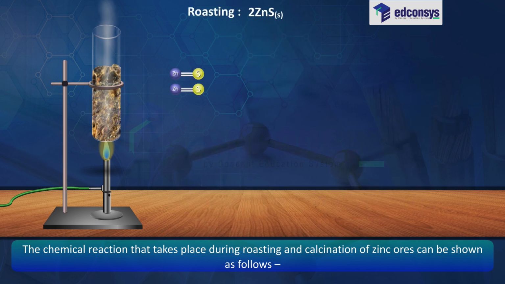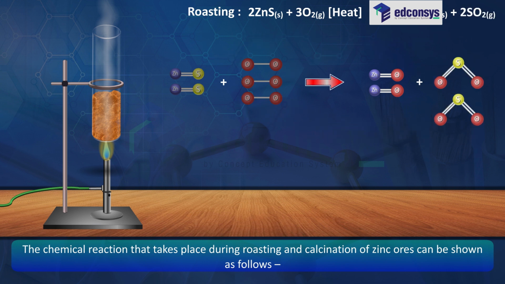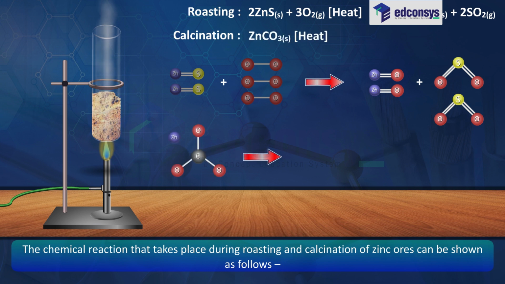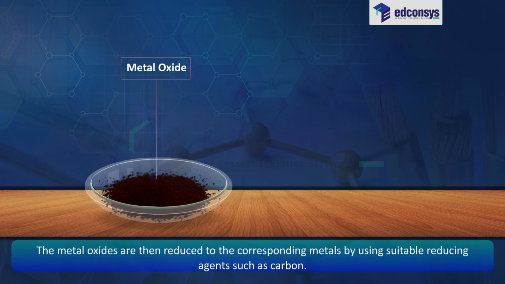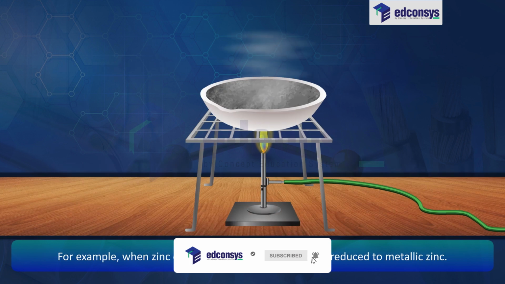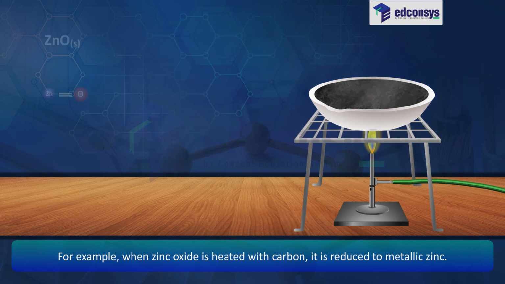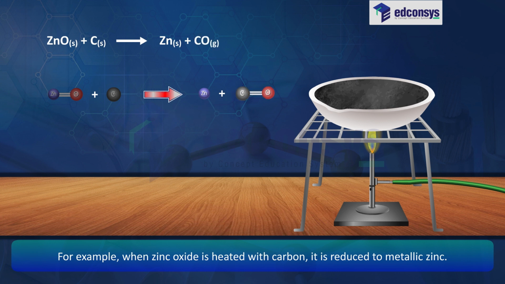Roasting: 2ZnS + 3O2, in the presence of heat, gives 2ZnO + 2SO2. Calcination: ZnCO3, in the presence of heat, gives ZnO + CO2. The metal oxides are then reduced to the corresponding metals by using suitable reducing agents such as carbon. For example, when zinc oxide is heated with carbon, it is reduced to metallic zinc. ZnO + C gives Zn + CO.